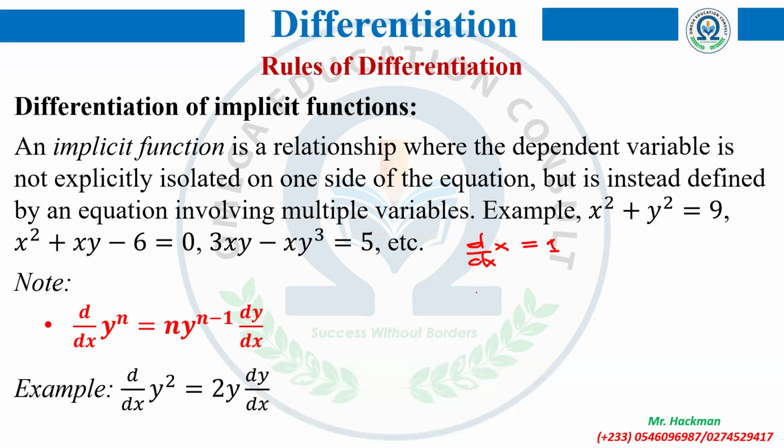In the same way, in general, if I have d dx of x squared, what would that give me? 2x. Very good. So in general, if I have d dx of x to the power n, what would that give us?